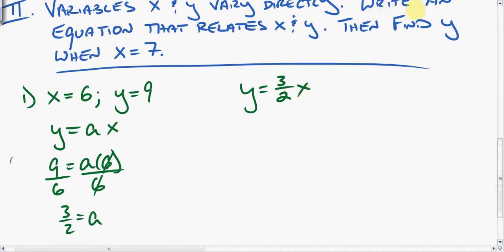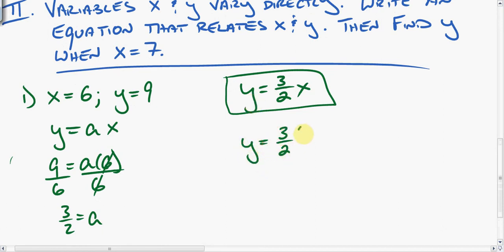So that's this step, write an equation that relates x and y. So that's one part of our answer. Next, we want to find y when x equals 7. So I'm simply going to take this 7 and plug it in for x, and then find what the value of y is. So I see y equals 3/2. Plug in 7. y equals 21/2, or 10.5.